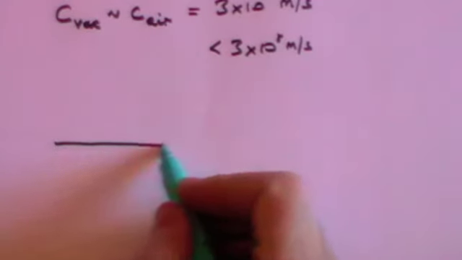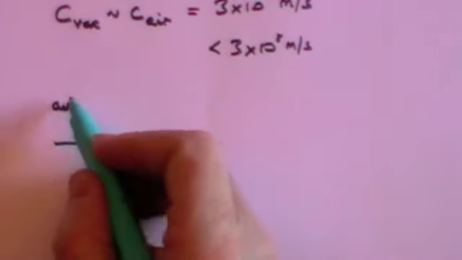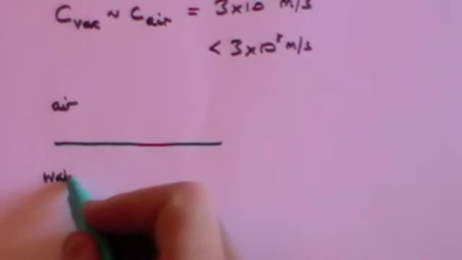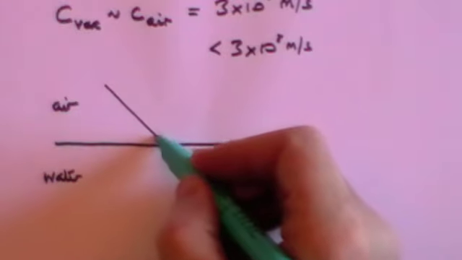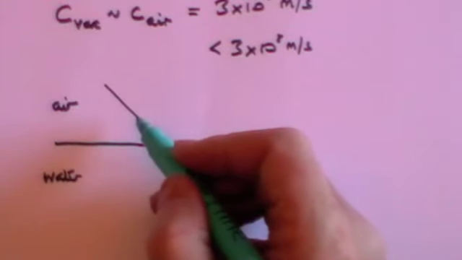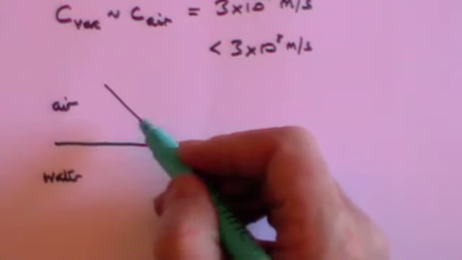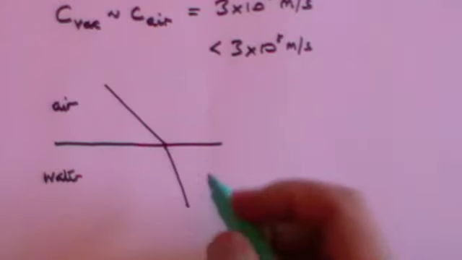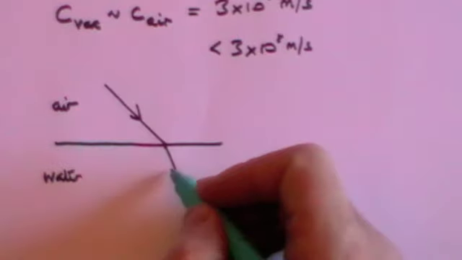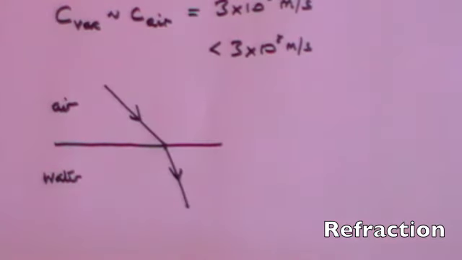And that means that when light goes from, let's say, air to water, it changes direction. It's travelling at 3 × 10⁸ meters per second in air, but it's travelling slower in water, and that causes it to change direction, and that we call refraction.